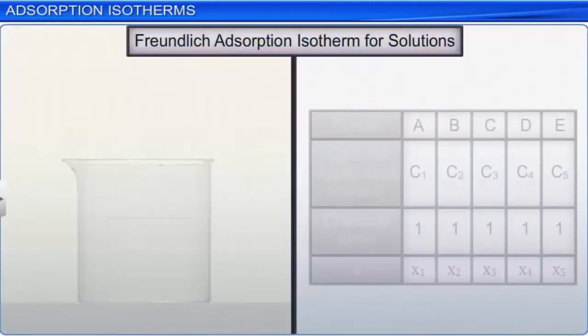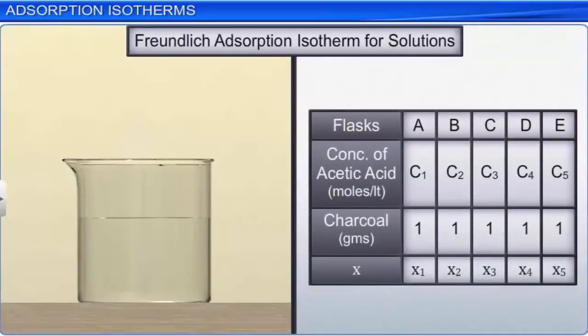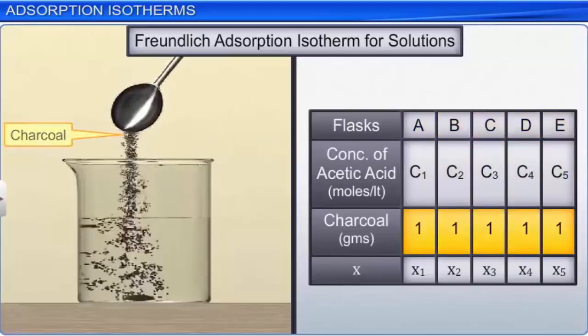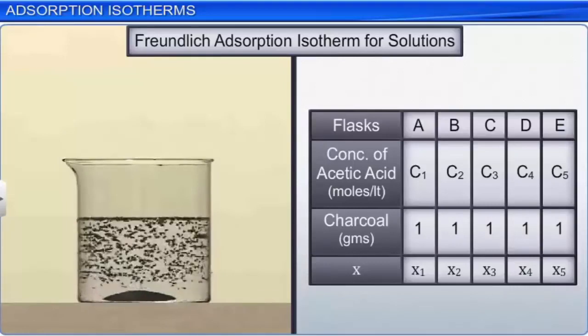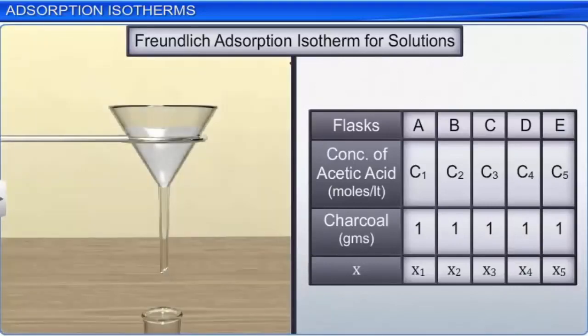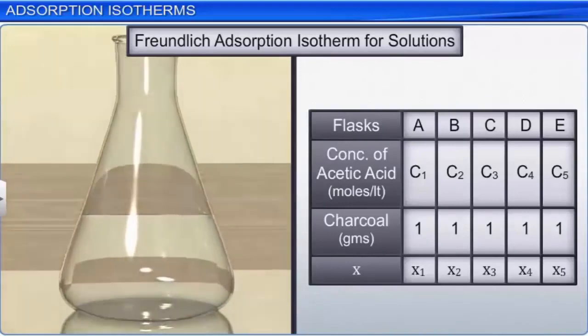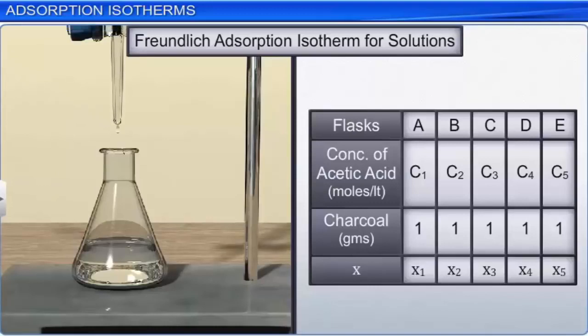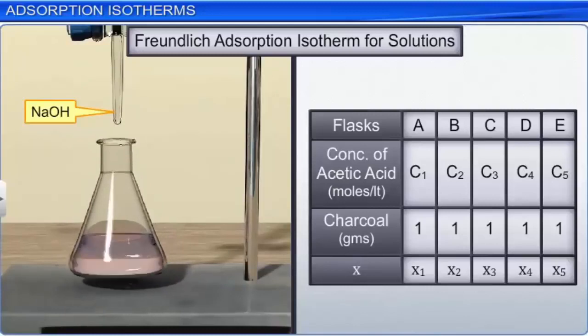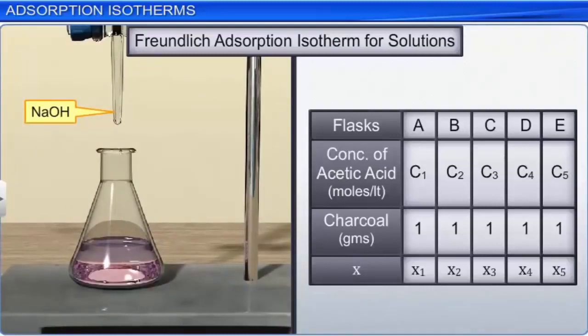Let us take the example of the adsorption of acetic acid on charcoal again. Take equal volumes of acetic acid of different molar concentrations in different flasks and add an equal amount of charcoal to each flask. Shake the contents in the flasks and keep for some time. The final concentration of acetic acid is determined by titrating the resulting solution against a standard solution of sodium hydroxide. From the difference in the initial and final concentrations, the value of x, the amount adsorbed, can be calculated.